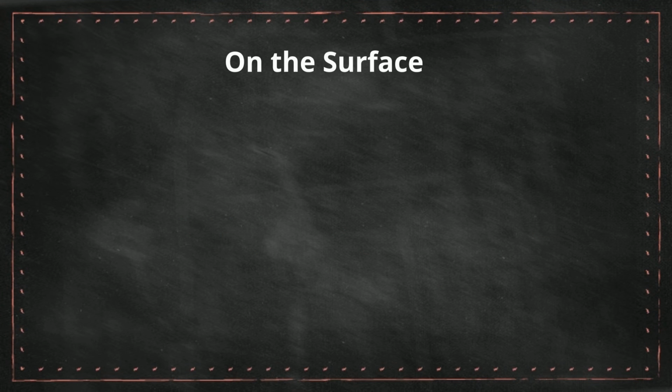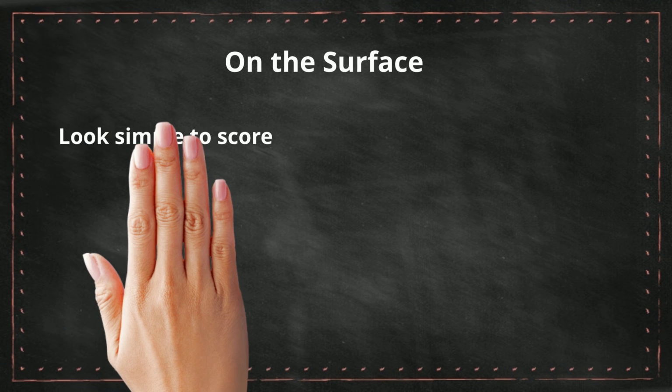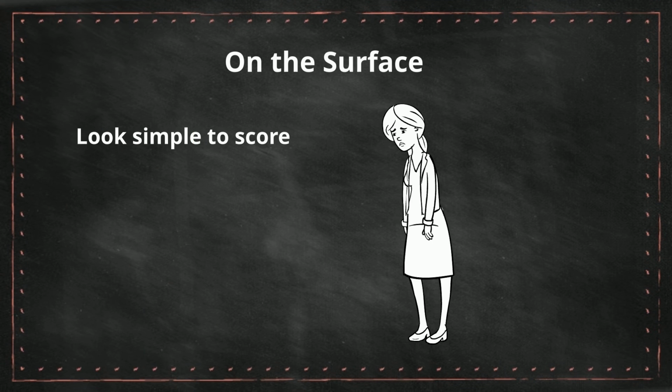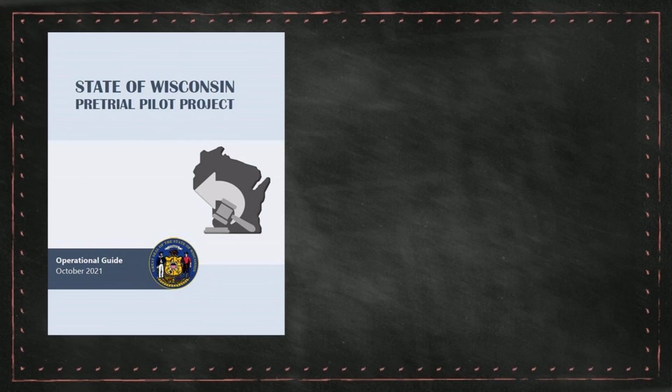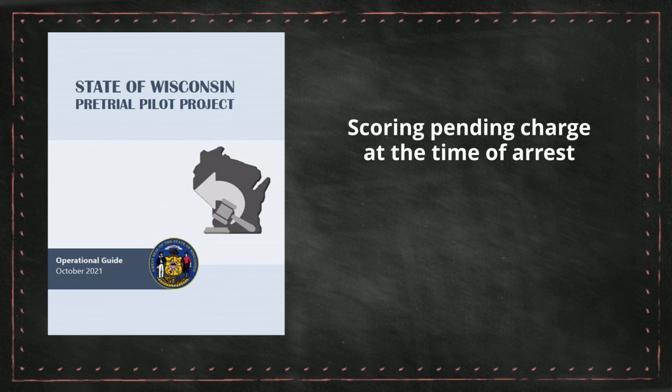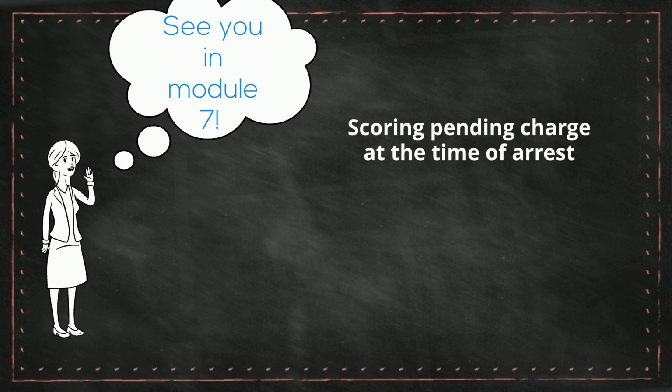As you can see, on the surface, some of the 9 risk factors look like they should be simple to score. However, there are many scenarios you may run across needing further clarification. As always, you can refer to your guide, and chances are the question will be answered there. Now that you have learned about scoring pending charge at the time of arrest, let's move on to the next PSA risk factors, 4 and 5 in Module 7.